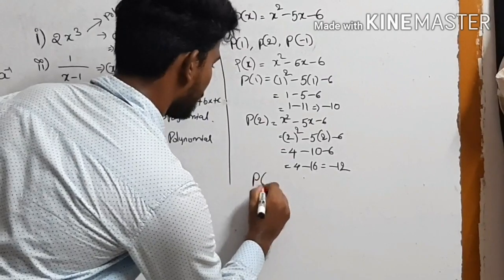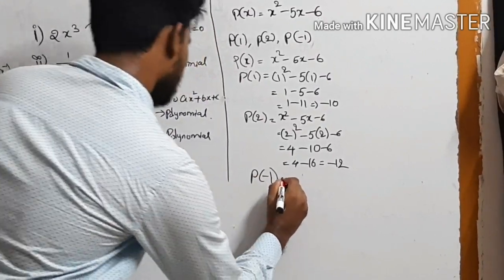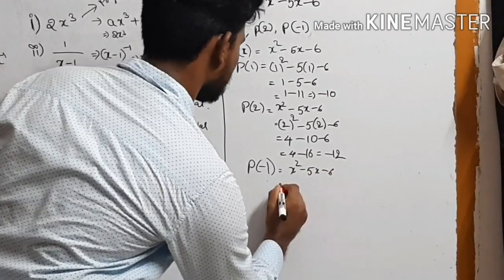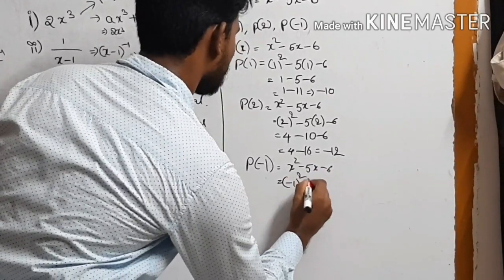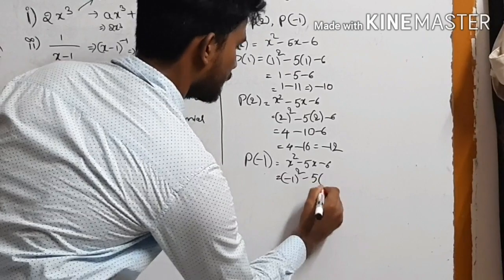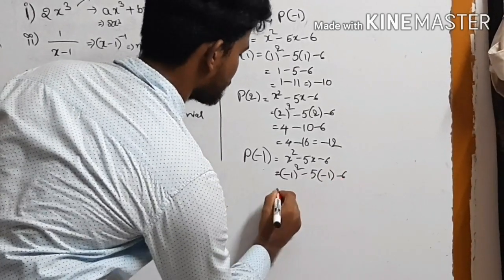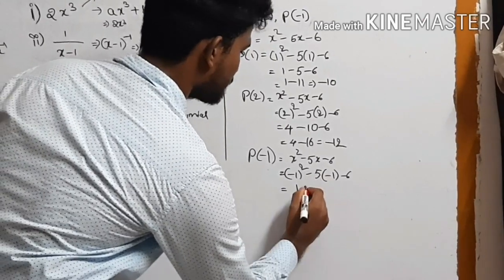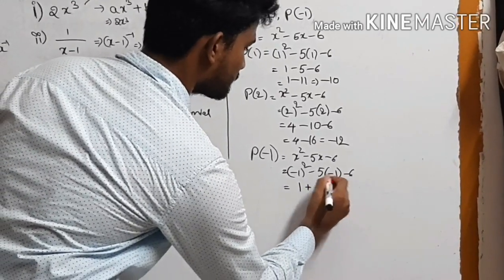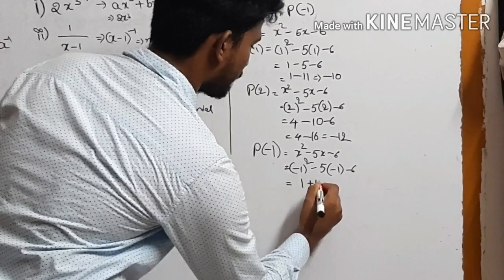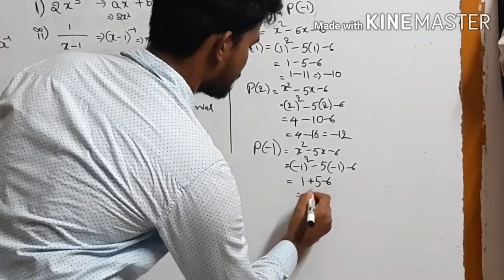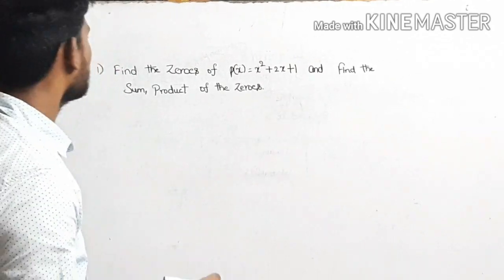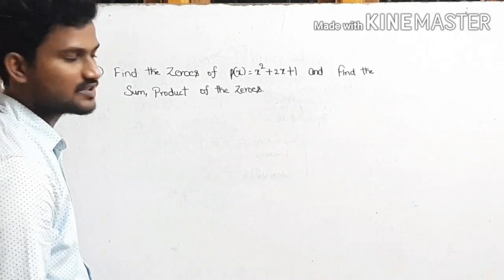Then p of minus 1. For this one, x square minus 5x minus 6 becomes minus 1 whole square minus 5 into minus 1 minus 6. Minus 1 whole square means 1. Minus of minus is plus, so plus 5 ones are 5, minus 6. 6 minus 6 equals 0.